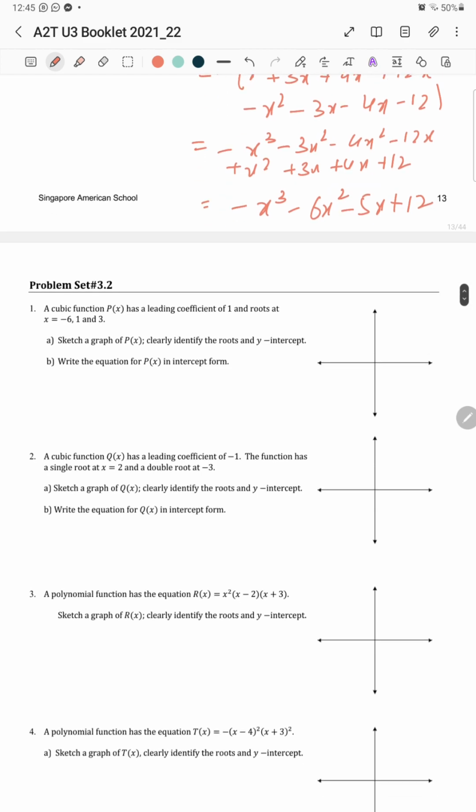Our cubic function p of x has a leading coefficient of 1 and the roots are -6, 1 and 3. Sketch the graph of p of x, clearly identifying the roots and y-intercept. So x would be -6, 1 and 3.